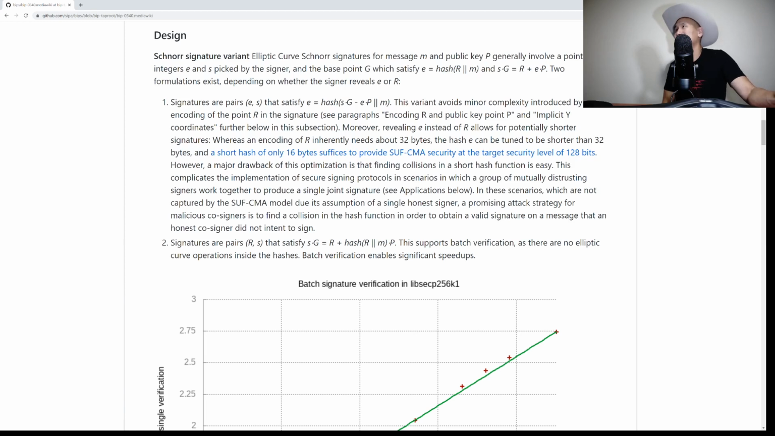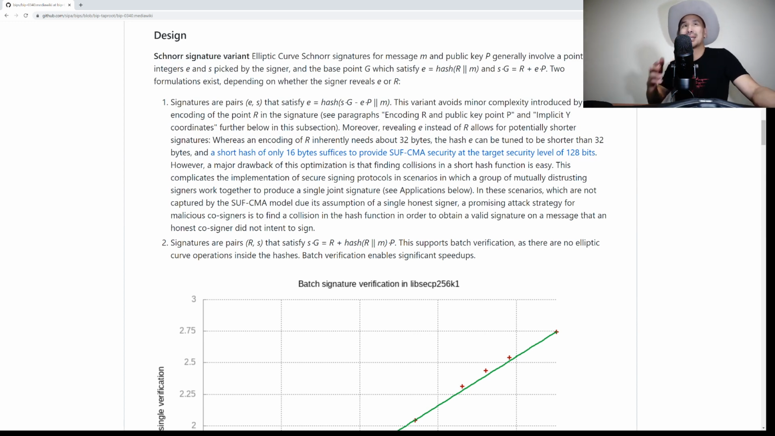The hash E can be tuned to be shorter than 32 bytes, and a short hash of only 16 bytes suffices to provide SUF-CMA security at the target security level of 128 bits.